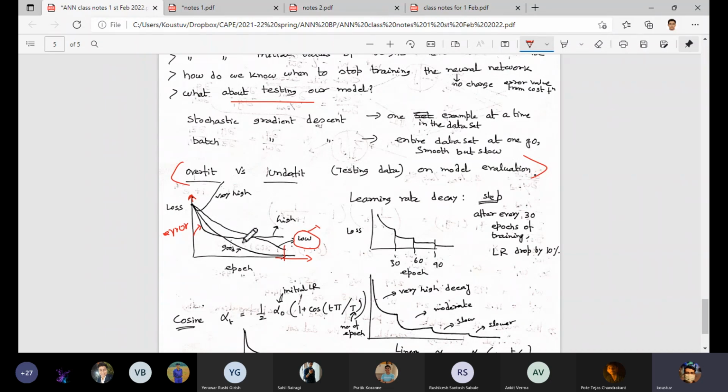But then after some time, it will almost remain flat. It will plateau. So this much error is always there. No matter how many epochs you calculate, loss will not further decrease. Okay, almost like a saturation. So the high learning rate is also not good.